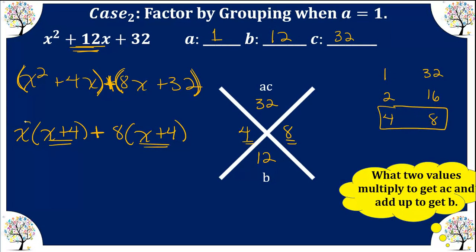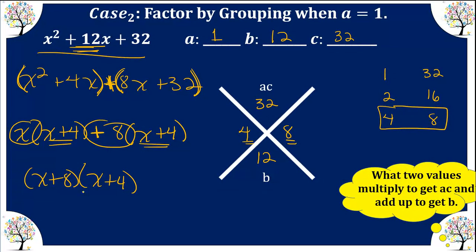The last step is to put the two factors. X plus 8 is one factor of our trinomial, and then we have x plus 4. These are the two factors of our trinomial. X plus 8 came from the GCFs. X plus 4 is the common factor of these two terms.